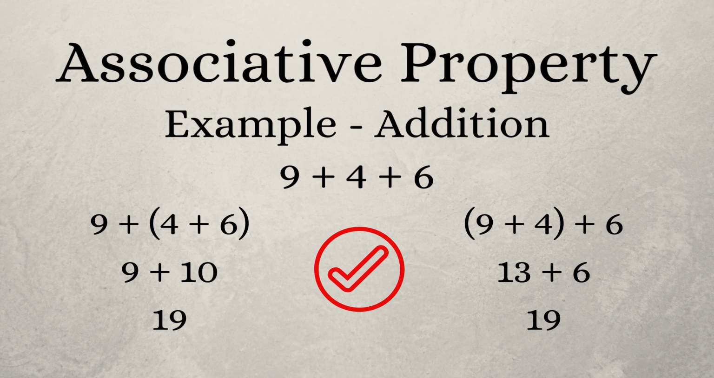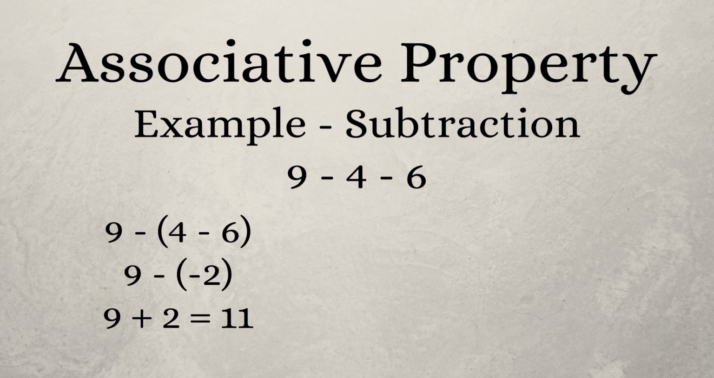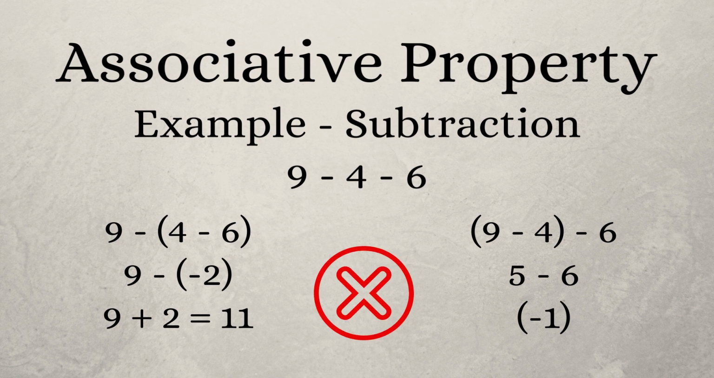Moving on to subtraction. Let's compute 9 minus 4 minus 6. First method, let's do 4 minus 6 first. That gives us minus 2. Then we compute 9 minus minus 2. That becomes 9 plus 2, which is 11. Method 2, 9 minus 4 is computed first to give us 5. Then we subtract 6 from 5 to give us minus 1. Here you get two different answers. So we can conclude that associative property doesn't hold good for subtraction.